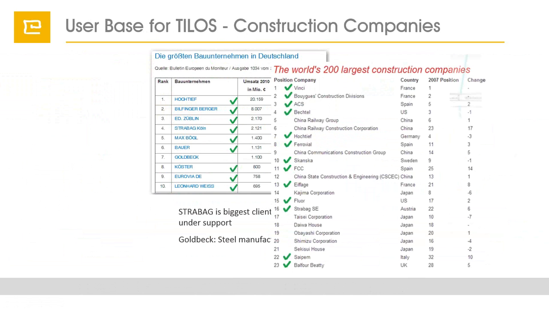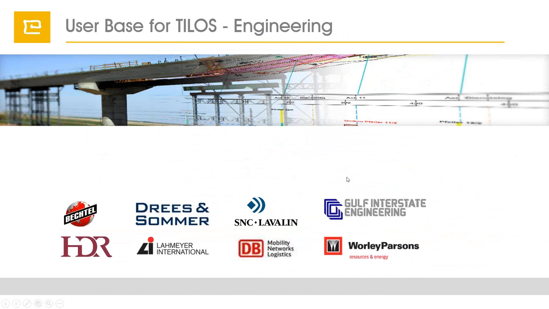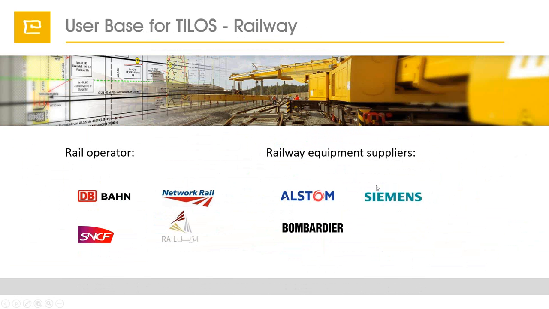In the engineering office, we are very happy that we have won Bechtel at the beginning of this year. They have appointed TILOS to be the product of choice for linear projects, as has Dresden Sommer, which is a German company. And we have a lot of railway companies, railway operating companies, but also suppliers like Alstom, Siemens, and Bombardier using this on their projects.